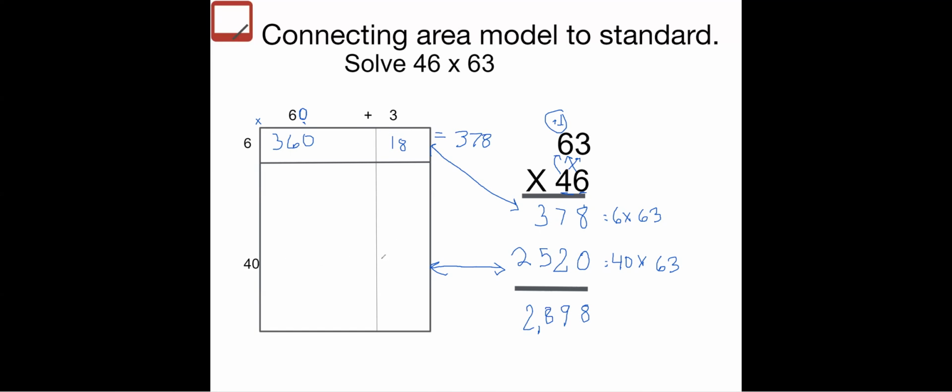40 times 3 is 120. 4 times 3 is 12. Times 10, 120. 6 times 4 is 24. And we have times 10, put in 2 zeros. Add those together, we have 2,520. And that's the same.